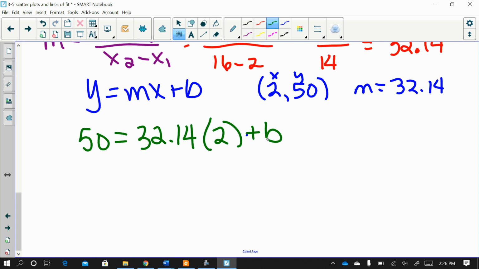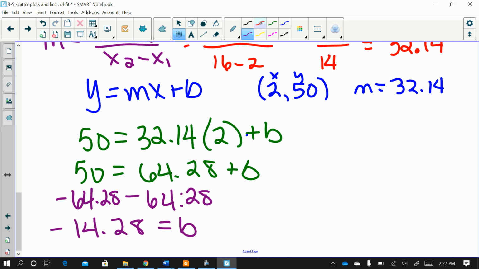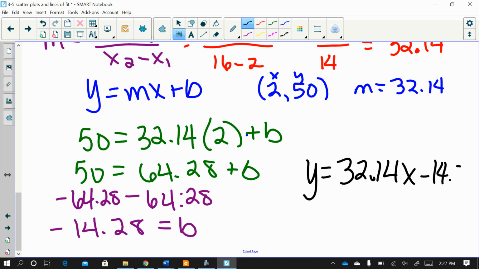So let's do some calculating. 50 equals, let's see, it's 64.28. We're going to subtract this to get b by itself. And we get negative 14.28. So my line is y equals 32.14x minus 14.28. This is my trend line.